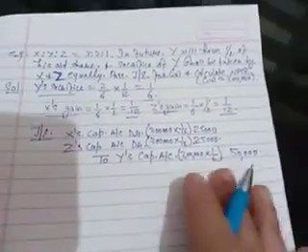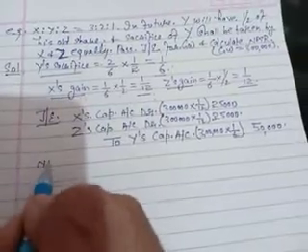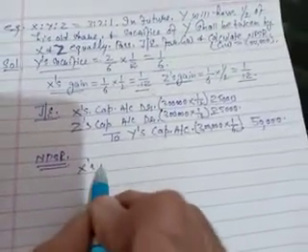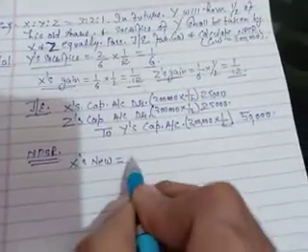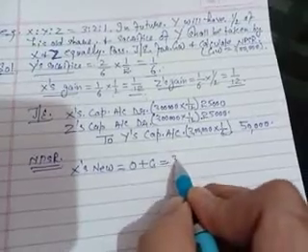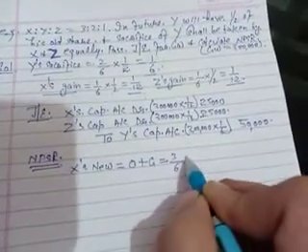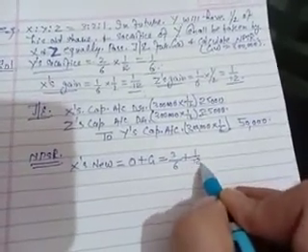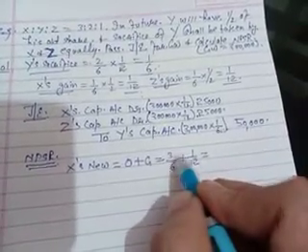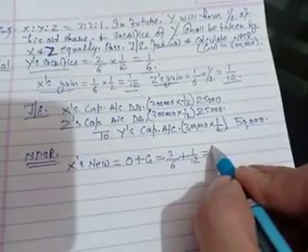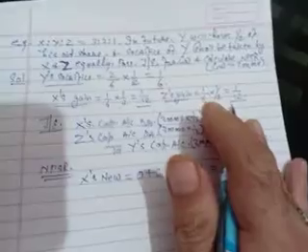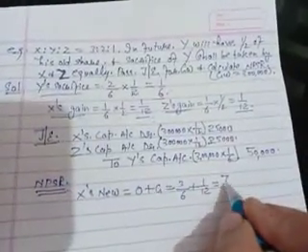Okay. Now the new profit sharing ratio is to be calculated. X's new is old plus gain. X's old ratio is 3/6. His gain is 1/12. It comes out to be 7/12.